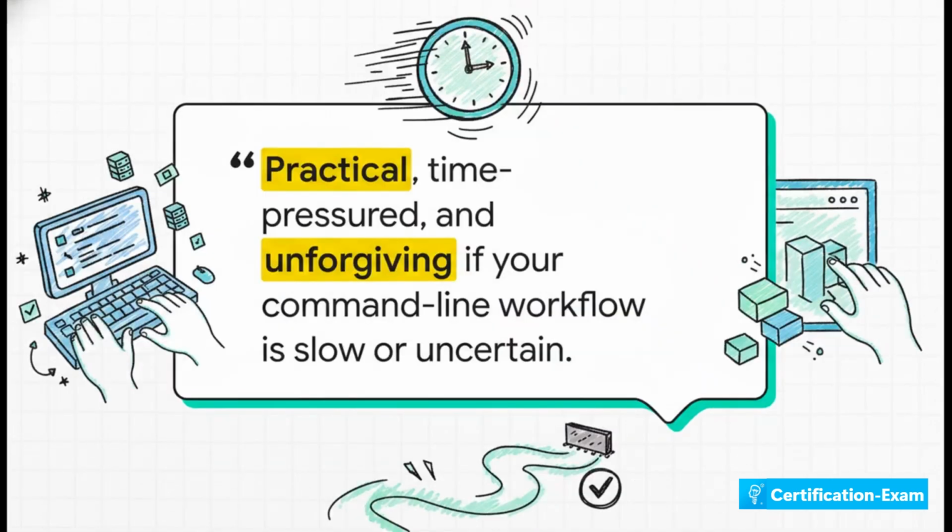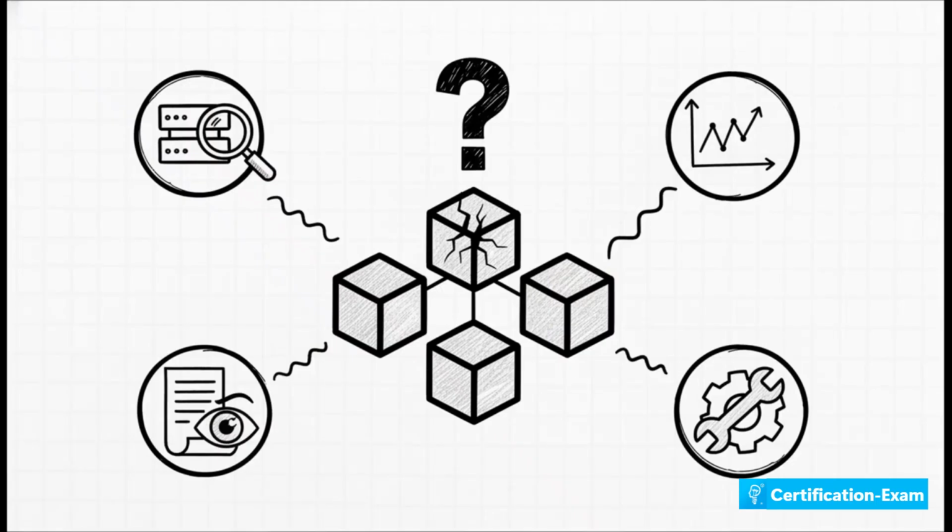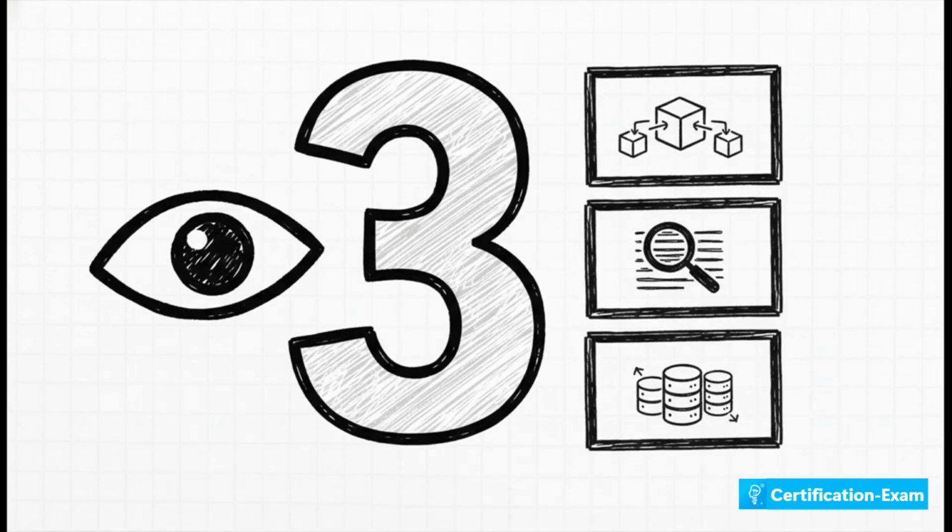Honestly, speed and accuracy are everything. You can't fake your way through this with theory alone. Okay, so the exam is broken down into these 5 main domains. They all really matter for your score. Take troubleshooting, for example. You've got to find and fix problems fast. Every single second counts. But the best way to get it is to see what the tasks actually look like.